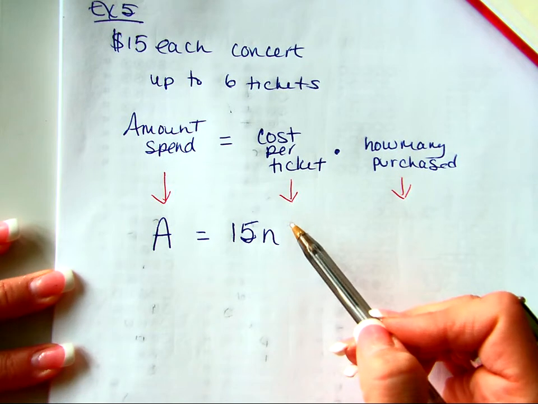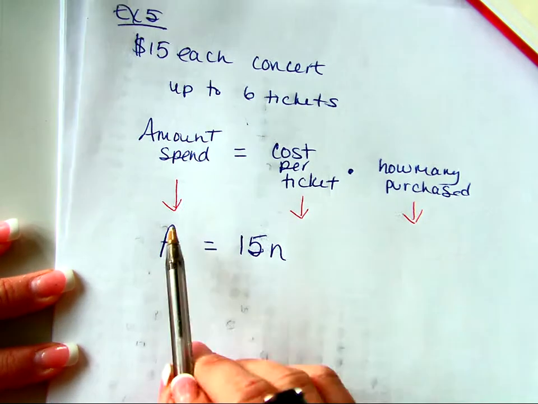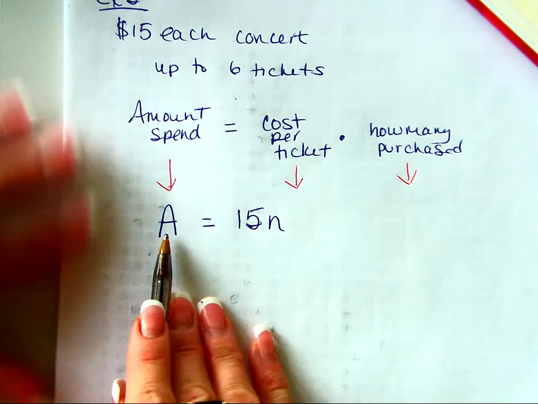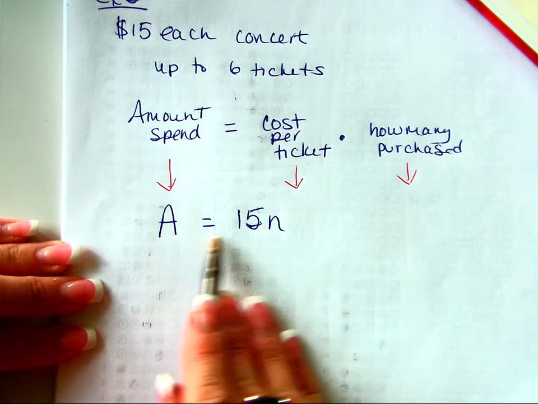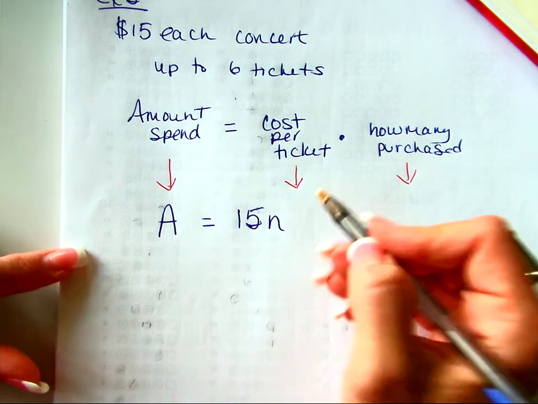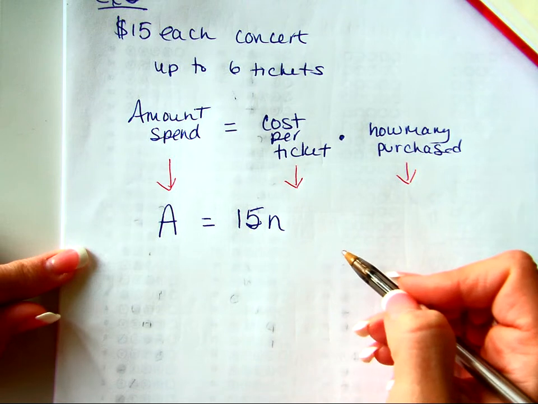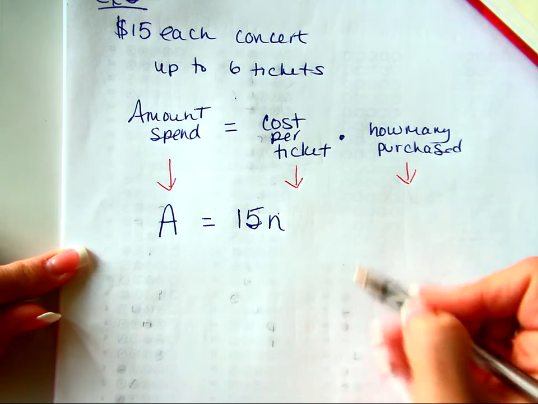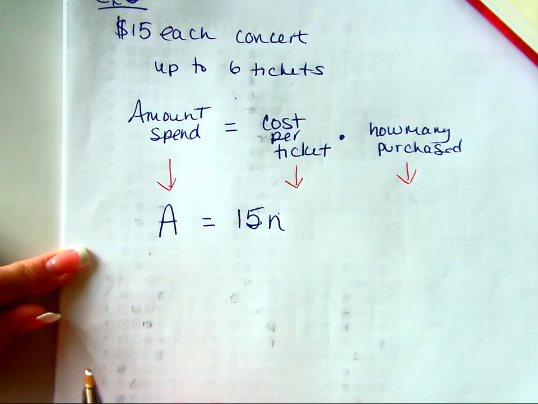So it seems like a long way around to get there, but does this make sense to you? The amount that you're going to spend is equal to $15 times however many tickets you buy. If you buy 6, put 6 in there. If you're going to buy 10, put 10 in there. Multiply it by 15. There's your amount that you would owe.